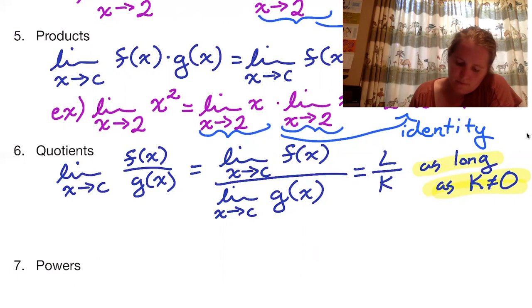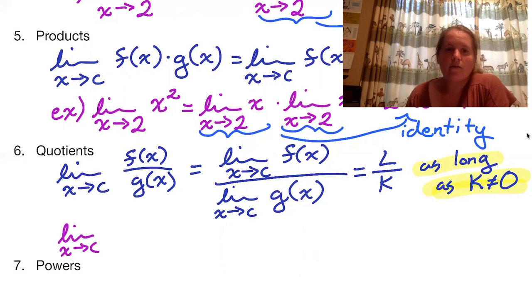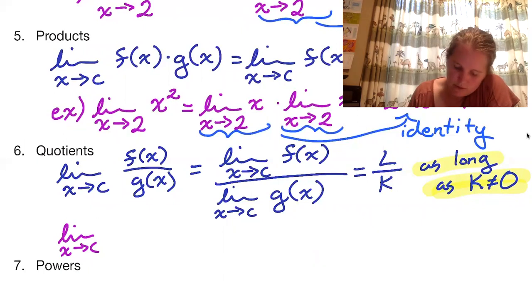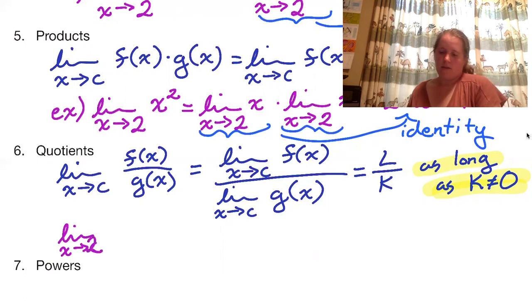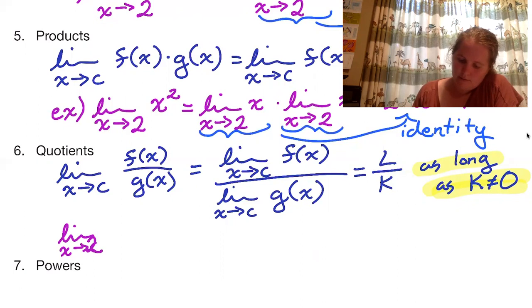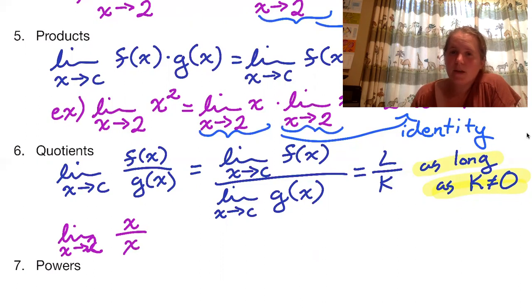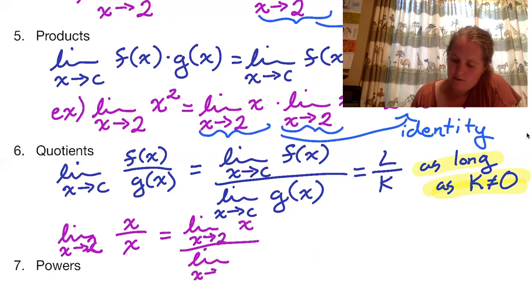So for example, let's take the limit as x goes to 2 of, let's just do the function x over x. We'll be boring here. So this is the limit as x goes to 2 of x over the limit as x goes to 2 of x. And then that, of course, is 2 over 2, or 1.